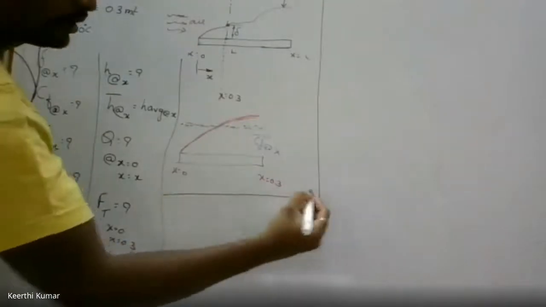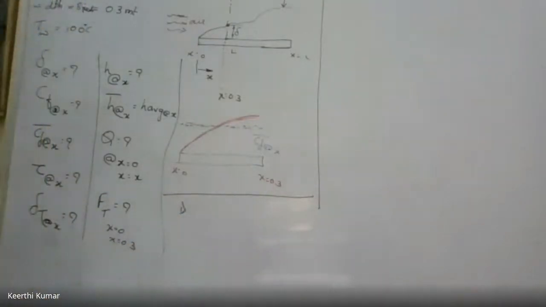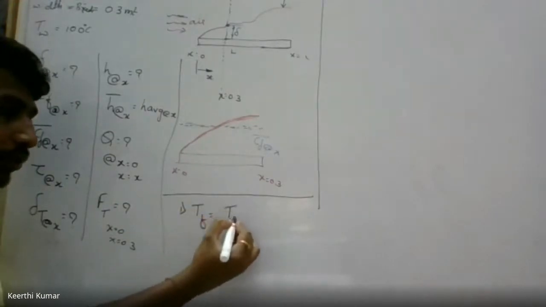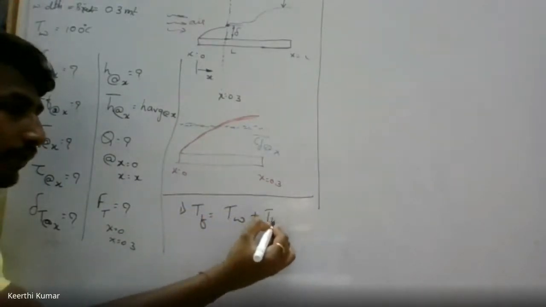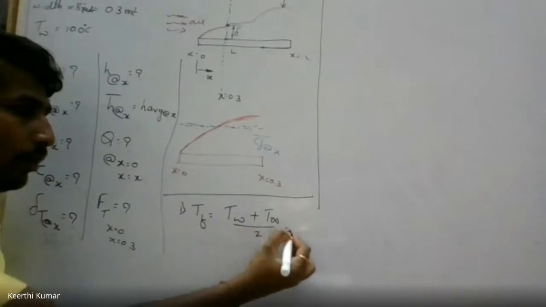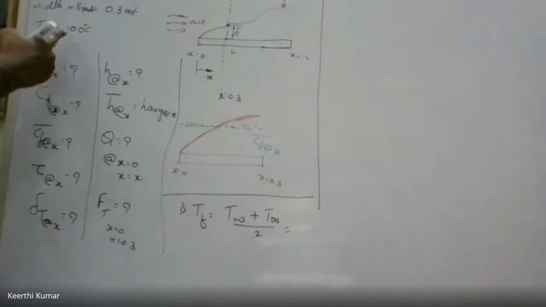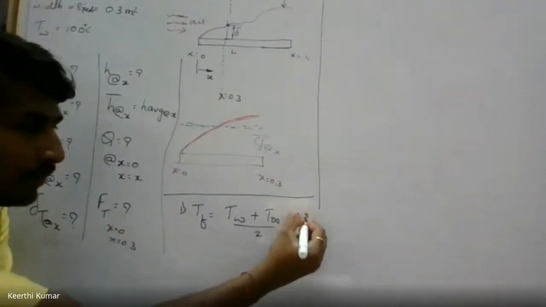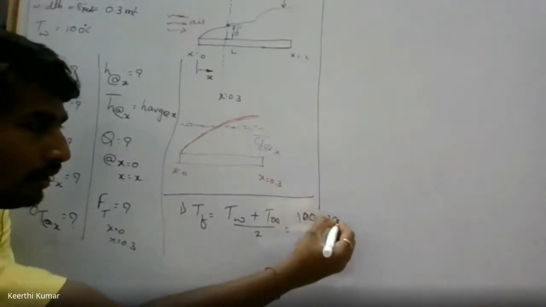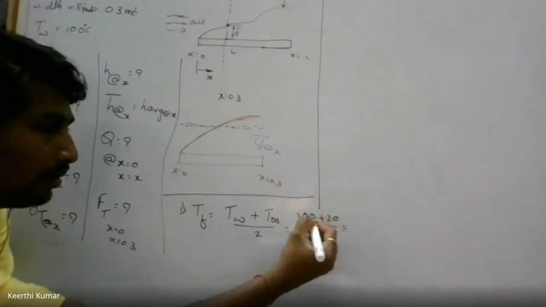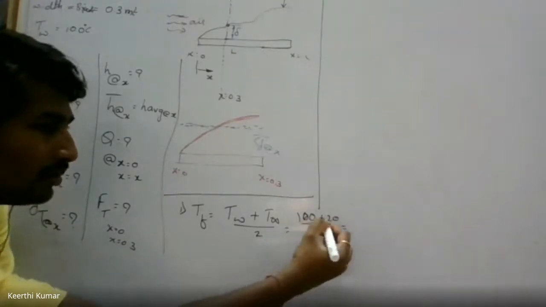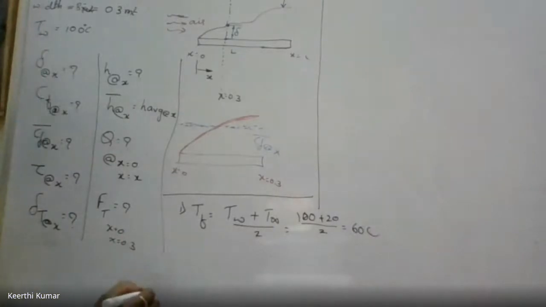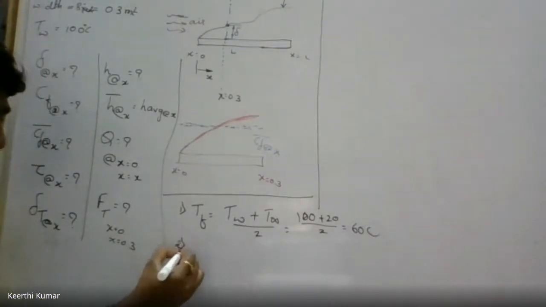First procedure is to find the value of film temperature, TF. TF is nothing but T wall plus T infinity divided by 2. We know both. T wall is 100, T infinity is 20, so 100 plus 20 by 2. This will be equal to 60 degrees centigrade, correct? So after that, what is the second step?